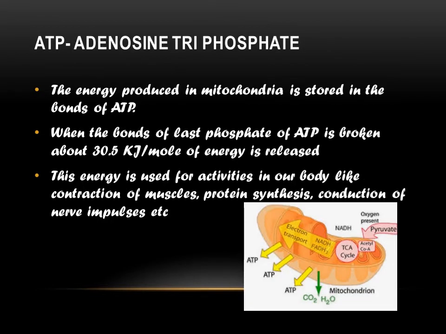The energy which is synthesized in the mitochondria is stored in the bonds of the chemical compound called adenosine triphosphate or ATP. When the bond of the last phosphate, or the terminal phosphate, of ATP is broken, about 30.5 kilojoules per mole of energy is released. This energy is utilized for various activities of our body like contraction of muscles, synthesis of protein and conduction of nerve impulses, etc. So here you can see mitochondria and ATP molecules are stored in the inner mitochondrial membrane. Pyruvate enters into the mitochondria, that's when aerobic respiration takes place.